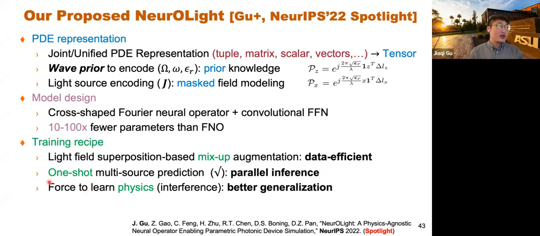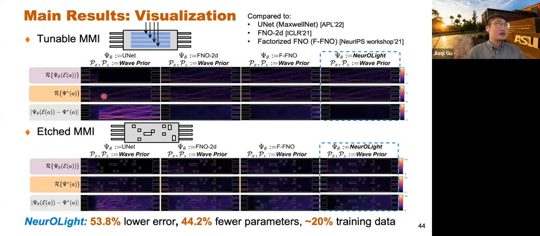And we can also perform one-shot multi-source prediction. We don't need to perform simulation on multiple sources and fuse them together. We can first fuse multiple sources and run a one-shot prediction. Ultra parallel. And we also force the model to learn interference, right? Superposition just means different light fields interfere with each other. You can treat this as a very good regularization to help the model be more generalizable. So with better data representation, feature engineering, model design, and training, you can use NeurOLight for generalized Maxwell equation solving.